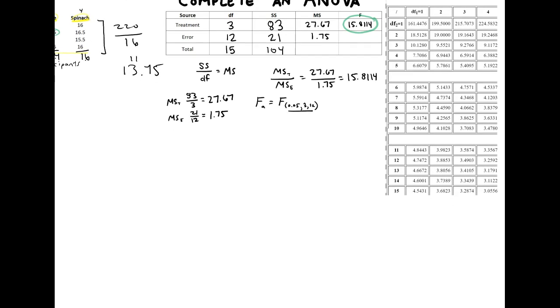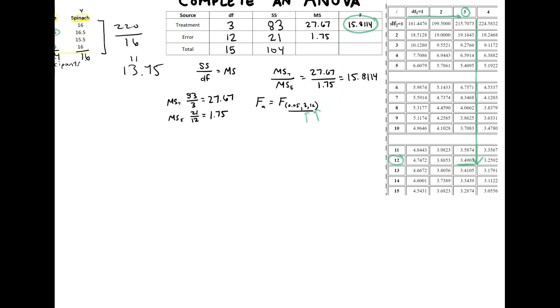We know our degrees of freedom for the treatment group; the first value is 3. So we come over to 3. Then we know that the second value is 12, so we come down until we hit 12 on that second degrees of freedom. And this value right here, 3.4903.